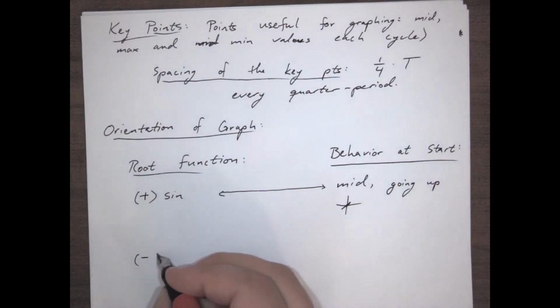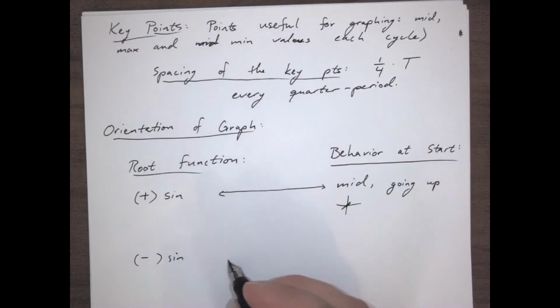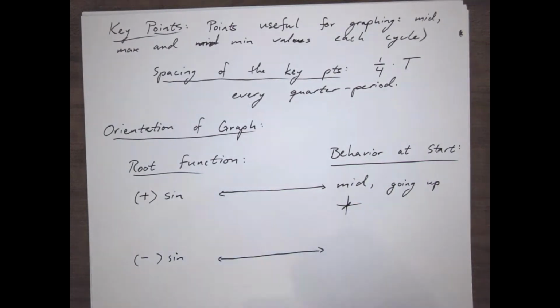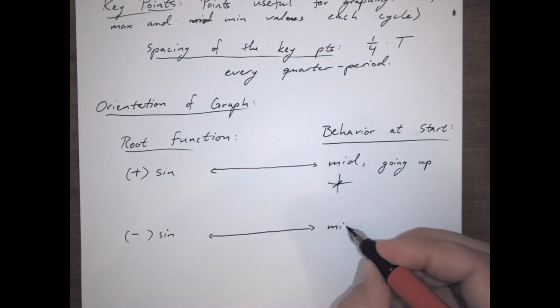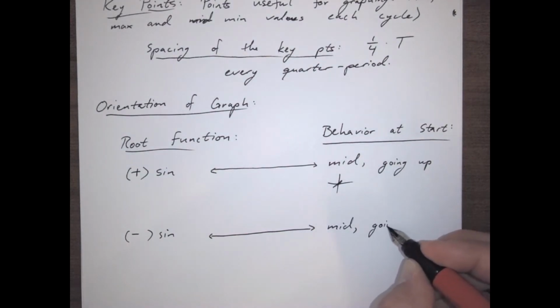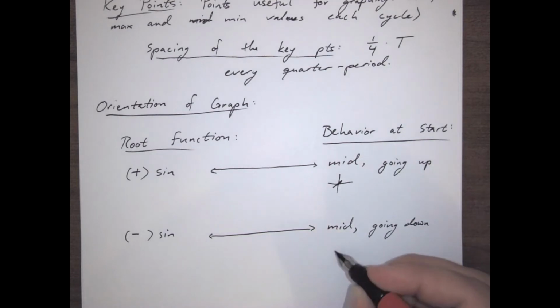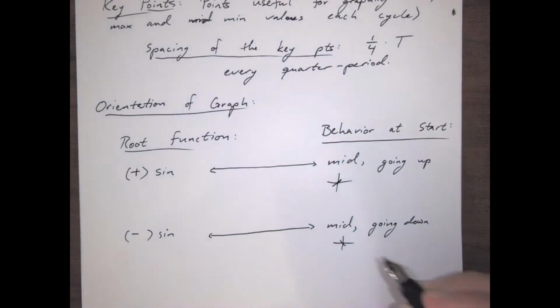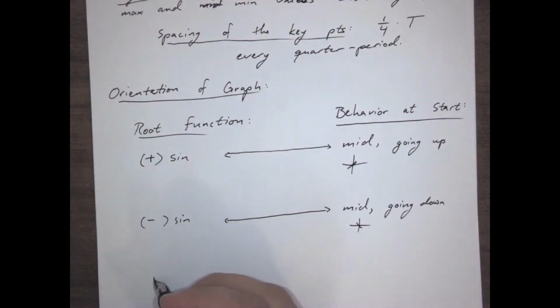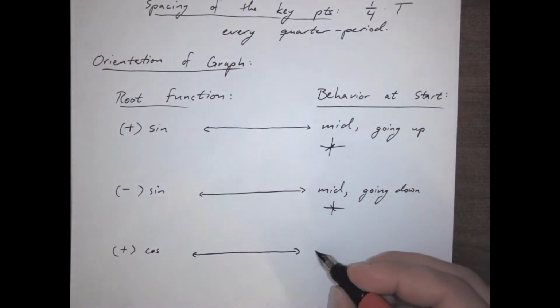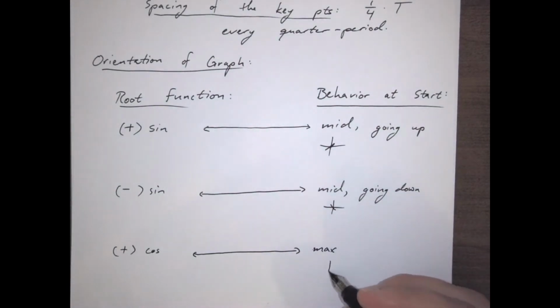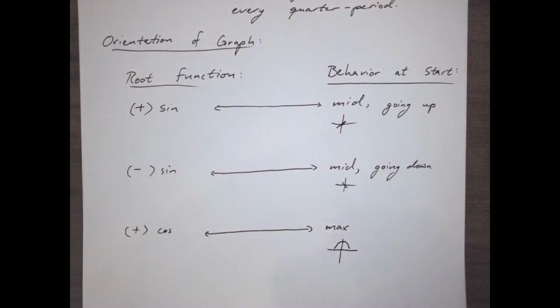The other possibility for sine would be a negative sign. And what this means is you just take the sine graph and you give it a horizontal reflection, and then the effect of that on the graph is going to be that it will still start at its midline, but it will start off by going down. Now, a positive cosine, that starts not at its midline, but at its maximum. And by start, we always mean the y-axis.